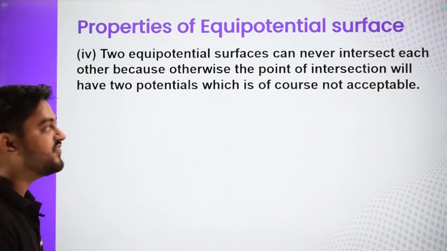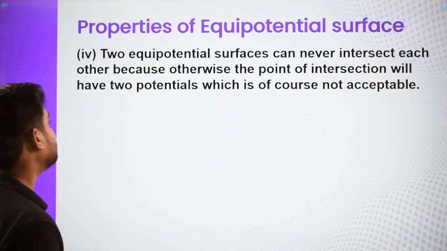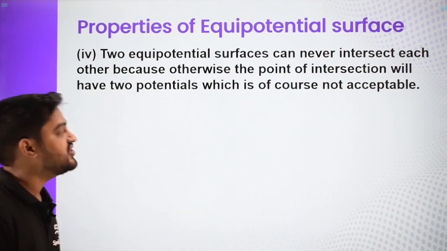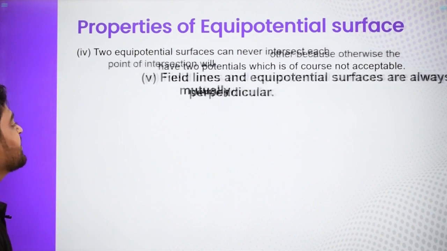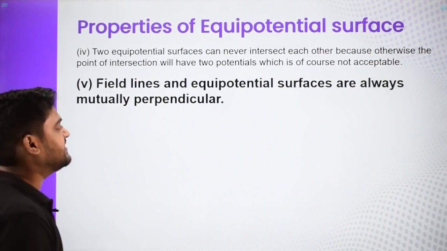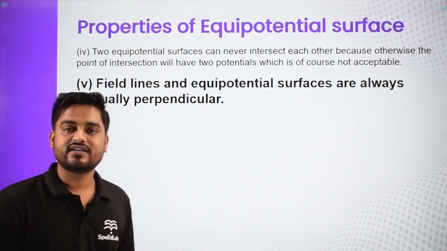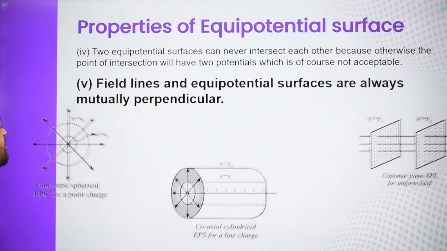Two equipotential surfaces can never intersect each other, because at the point of intersection there would be two potentials, and we have already discussed this. Now, electric field lines and equipotential surfaces are always mutually perpendicular. The reason I already gave you. So these are the properties.